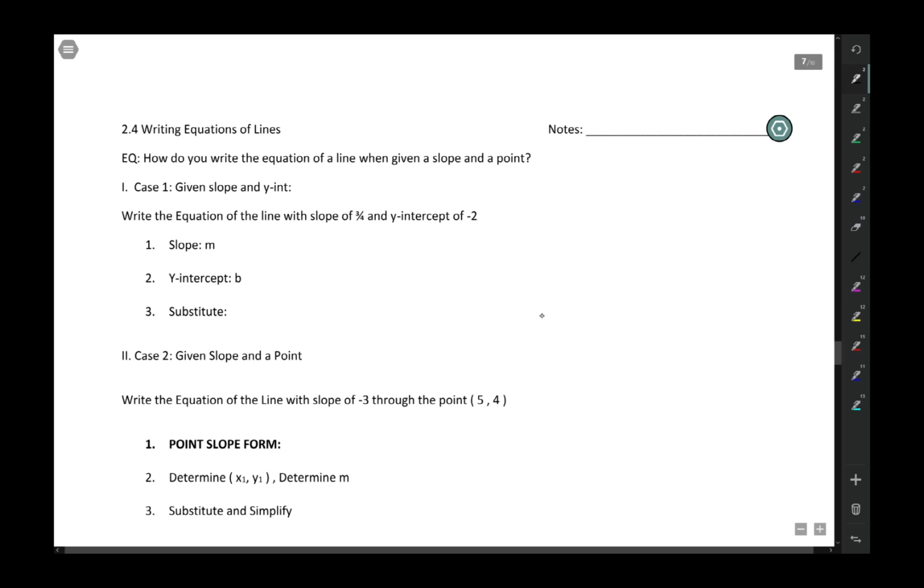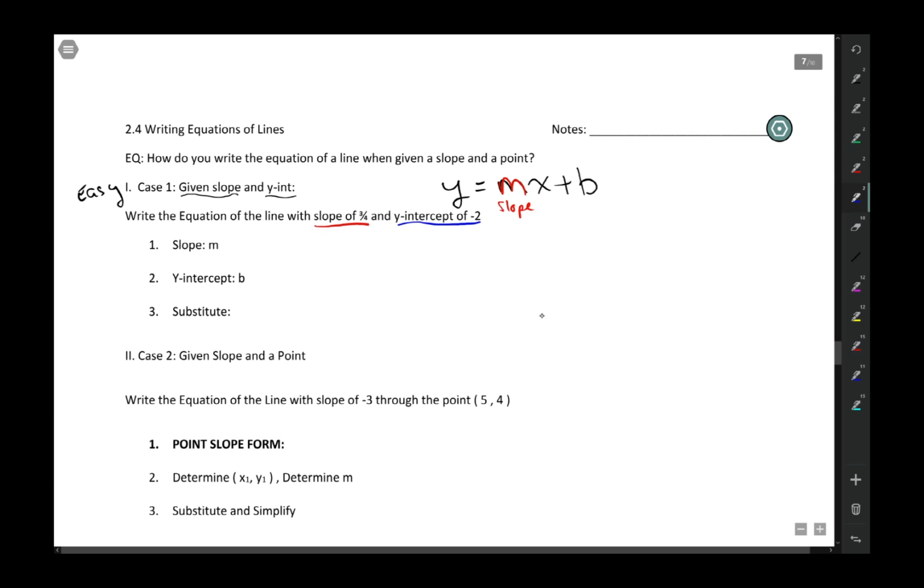So first, if you're given the slope of a line and the y-intercept, it's very easy. So this one is like the easiest level. Recall, the equation of our lines is going to be y equals mx plus b. If we're given the slope of 3/4, and we're given the y-intercept, those two things are right here. m is your slope, and b is the y-intercept.